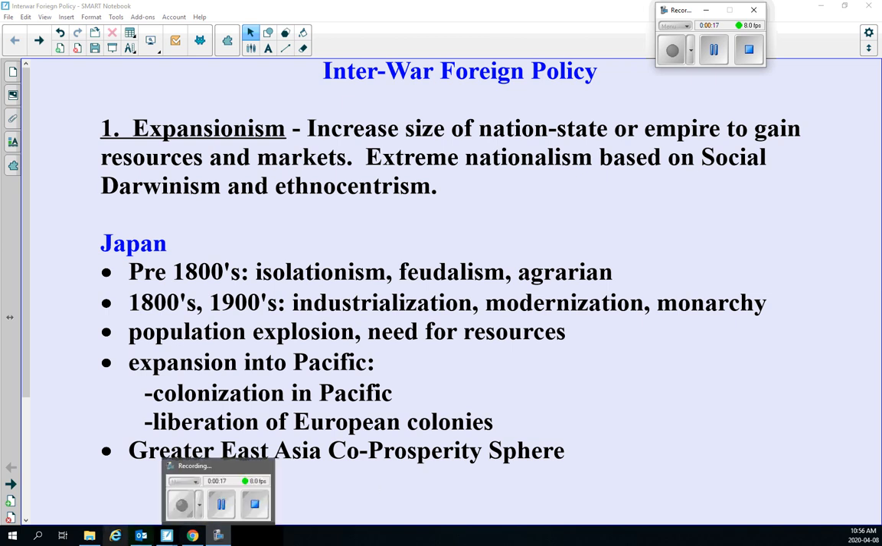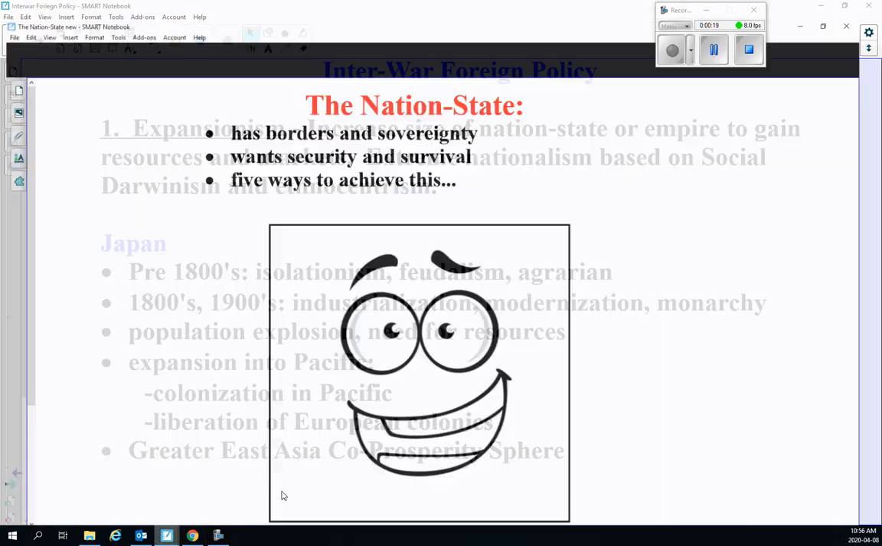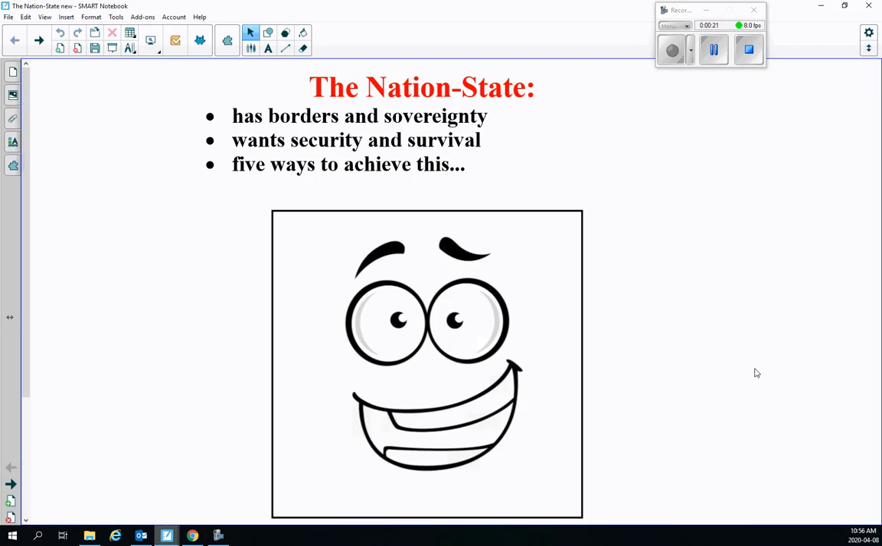Before we get into it, I'd like you to think back to our examination of just the plain old nation state. Again, a nation state is a sovereign nation, and other countries recognize its sovereignty. What it wants, when you get right down to it, is just survival and security. So, how can a nation state ensure its survival and security?